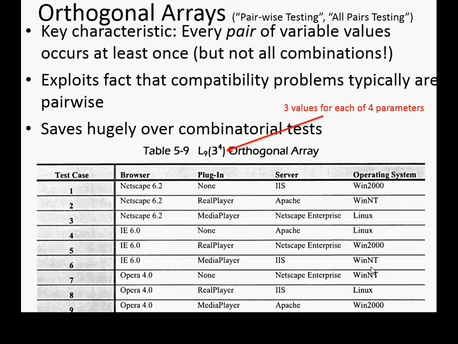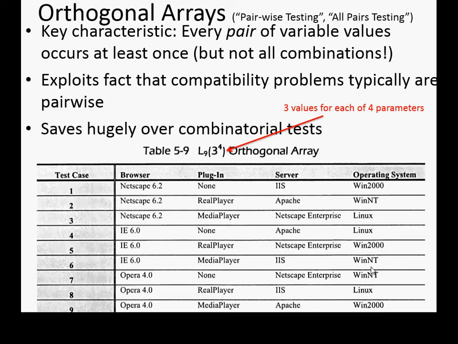And the idea is that these test cases within this orthogonal array have every possible pair. That's not to say every possible combination, but every possible pair. So there's at least one case where Netscape has no plugin, one case where Netscape has RealPlayer, one case where it has Media Player. There's at least one case where Netscape is paired with Linux, backend with WinNT, and with 2000. Same thing with IE. So the point here is that we have pairwise checks. There's going to be at least one of these test cases where any given pair exists among these 8.